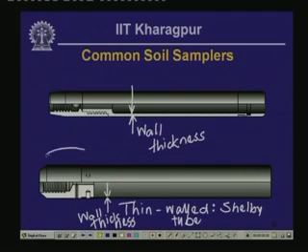And here, the adapter near the top is shown on the left, just like before. And this is the shoe that cuts into the soil as the sampler is inserted into the ground. In this case, the sampler is not hammered in, but it is simply pushed into the soil gently. So the Shelby tube is a pushed-in type of sampler, whereas the split spoon thick wall sampler is typically hammered into the soil. So that is the construction essentially of a thick walled and a thin walled sampler.